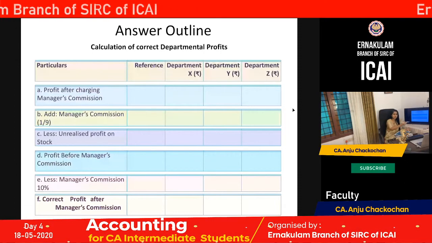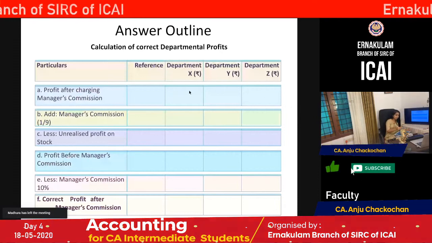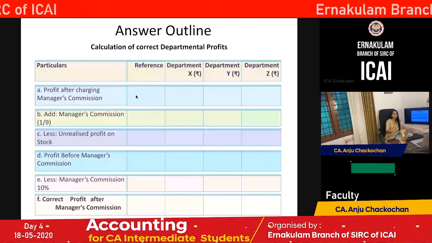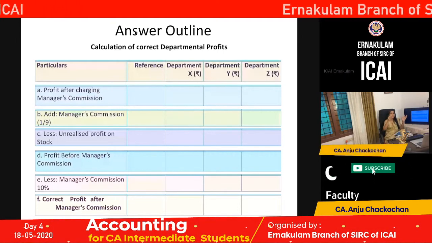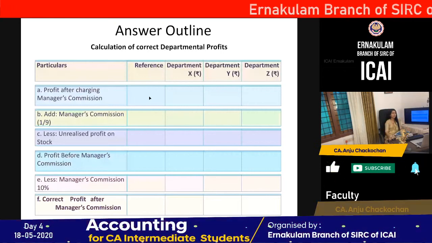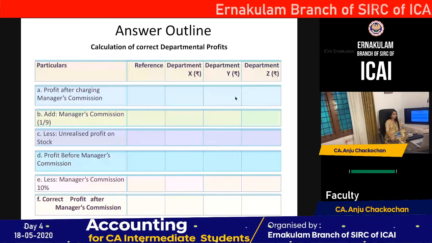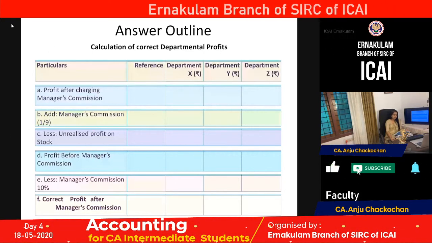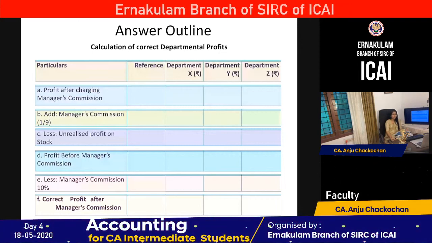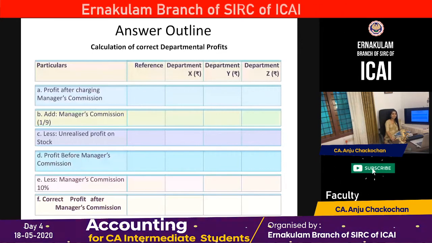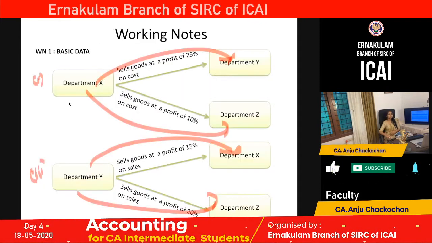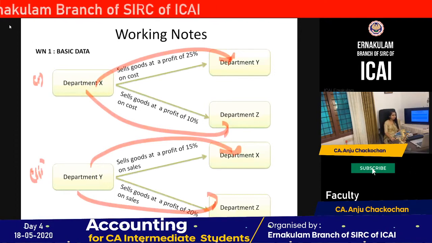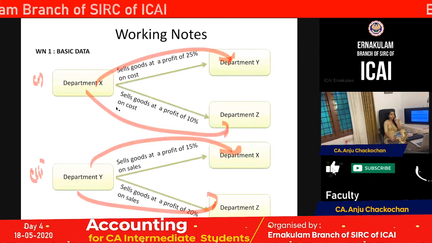It is very simple. You just have to pull out the figures from the question. Complete the first, second, and third working notes, as in inside the basic data. Department X to Y, Y to X, Z to X and Y. Complete that soon. Make it fast, students. Once you're done with the working note 1 basic data, give me a thumbs up.